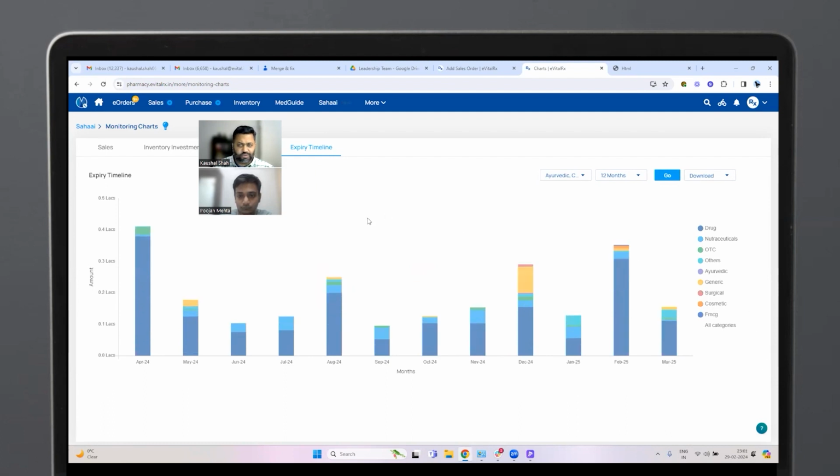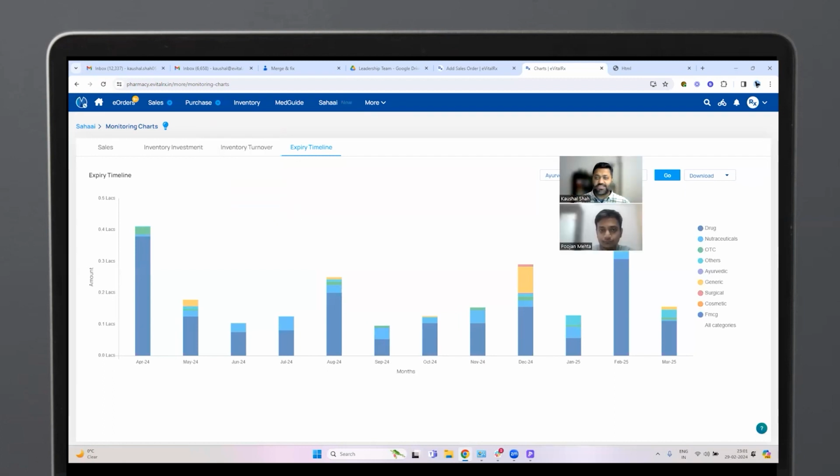One thing we are also going to introduce in this one is, instead of categories, you can look at the same chart across different distributors. So if I'm dealing with a distributor and I want to know what kind of expiries I have for that particular distributor, I can also visualize this. So again, the idea is for you to start visualizing things, because I think that's going to make it very easy for you to understand your business.